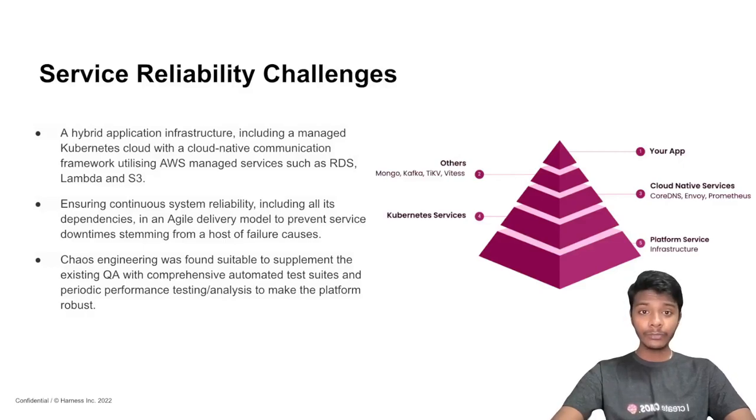In a system with the kind of dependencies that Halodoc had, it was prudent to test and measure service availability across a host of failure scenarios. This needed to be done before going live and occasionally after it, albeit in a more controlled manner. Hence, chaos engineering was found suitable to supplement the existing QA with comprehensive automated test suites and periodic performance testing analysis to make the platform more robust.